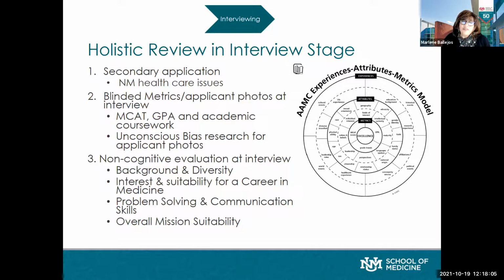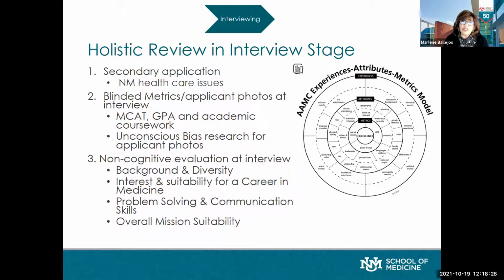And then our interviewers, so basically they're just looking at all the other things in the application, right? The experiences and attributes. So they do have access to the AMCAS application, to the personal statement, to the secondary application responses to our questions, and then they have access to the letters of recommendation.